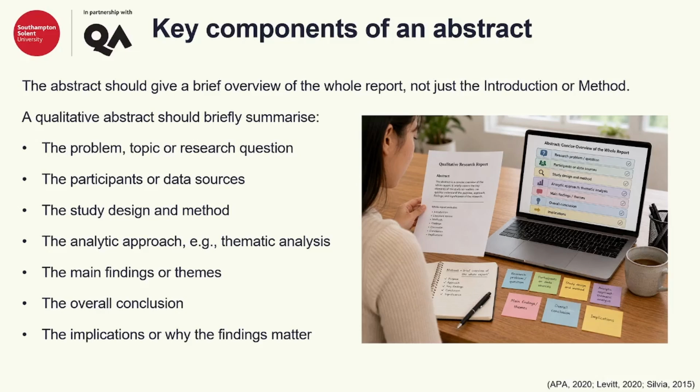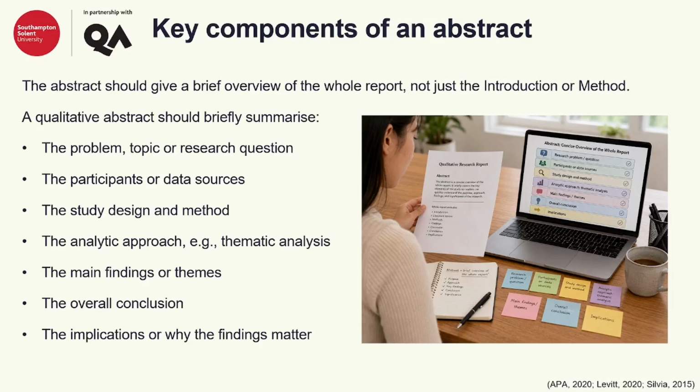For our example, the abstract might begin by stating that mature students frequently combine university study with paid employment and that the study explored how they experienced and managed these competing responsibilities. The abstract should then identify the participants or data sources. This may include the number and characteristics of participants that are relevant to understanding the study. The abstract does not need every detail reported in the participant subsection.